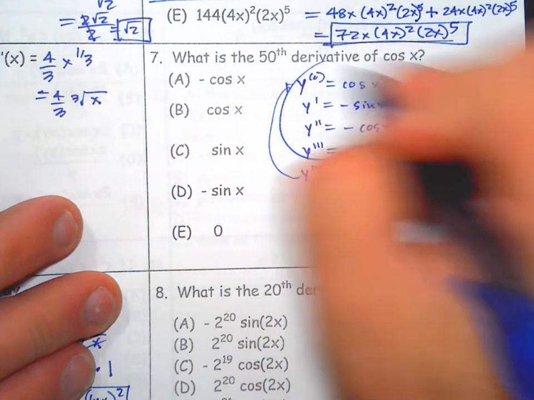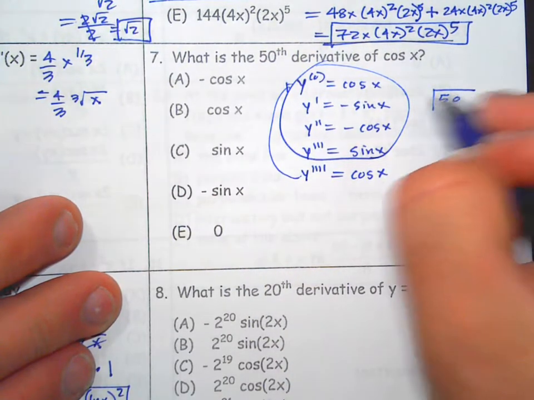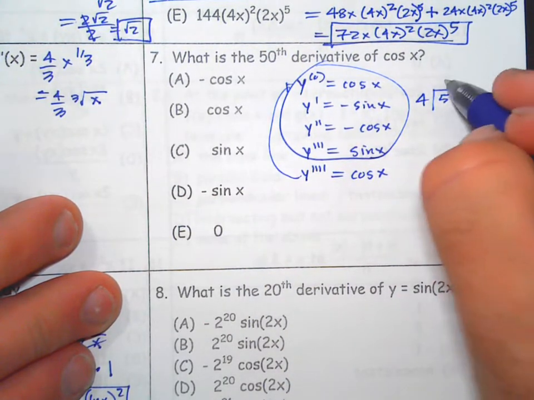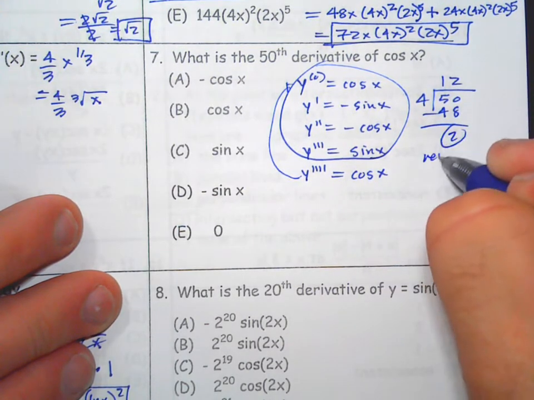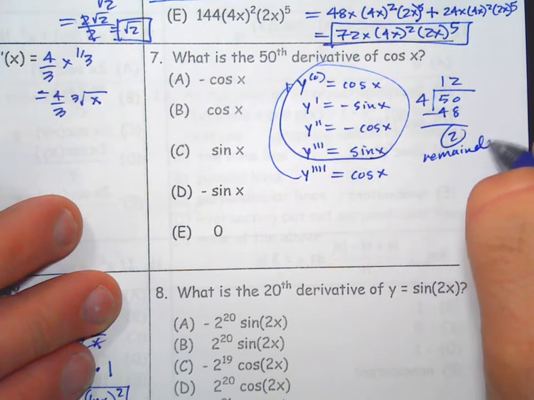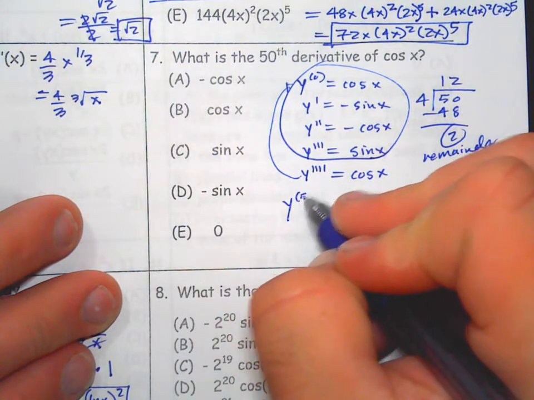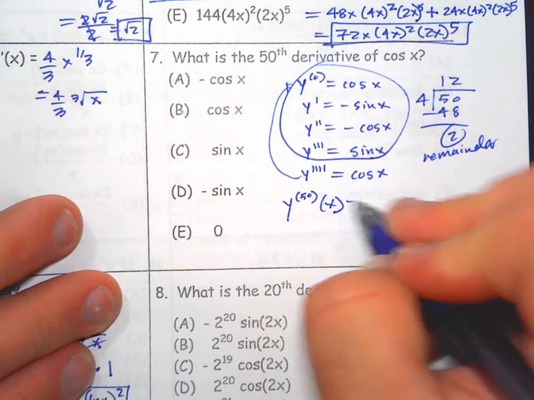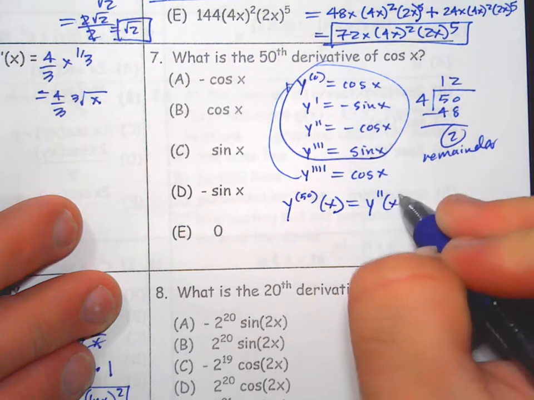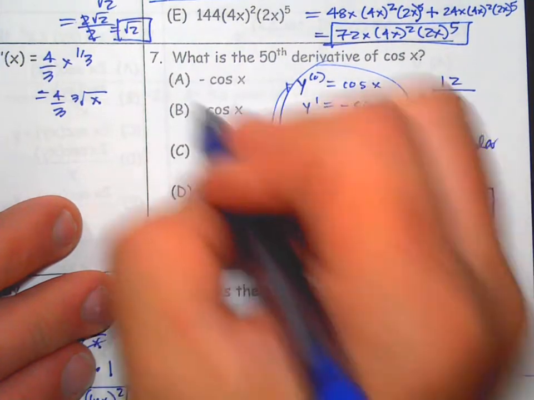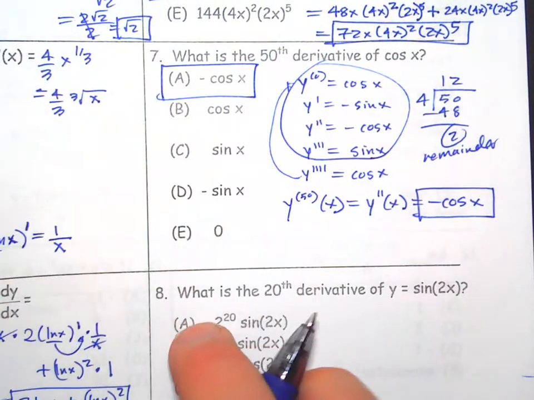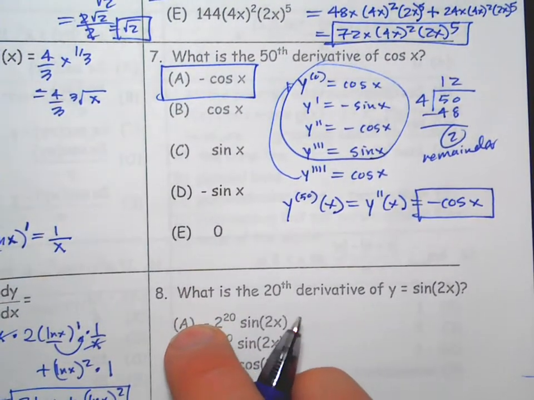So this is groups of 4. So we can do long division, take out all the groups of 4, and look at the remainder. So that means that the 50th derivative should equal the second derivative, which is negative cosine x. You guys should be getting good at that little kind of trick. Okay.